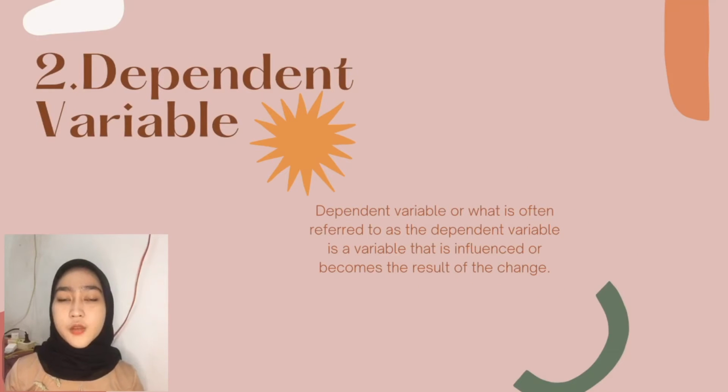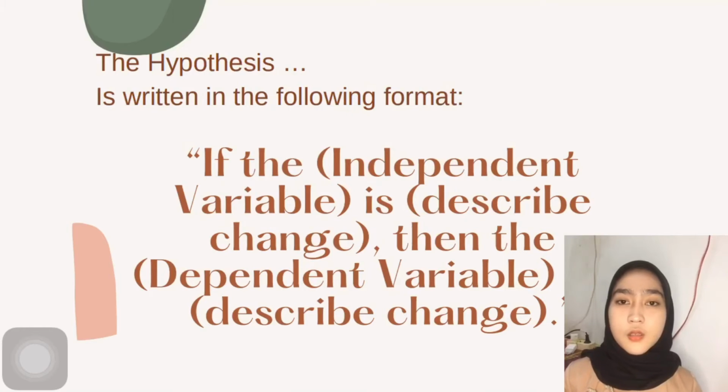Next is the dependent variable. A dependent variable is a variable that is influenced and becomes the result of the change. So this dependent variable is a variable that comes from the result of the independent variable. The hypothesis is written in the following format. If the independent variable is changed, then the dependent variable will describe the change.